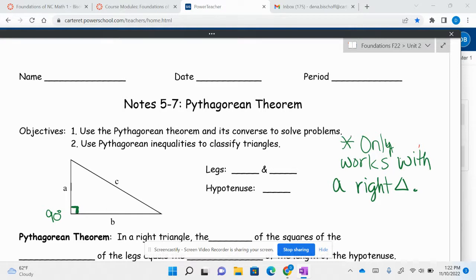So when we think about a right triangle, you have two parts of a right triangle. You have what's called the legs, and you have the hypotenuse. The hypotenuse is opposite the right angle. So it's side C, and I'm going to write a little note that says it's opposite the right angle. Okay, so the hypotenuse is opposite the right angle. The legs, A and B, are the sides that make the right angle.